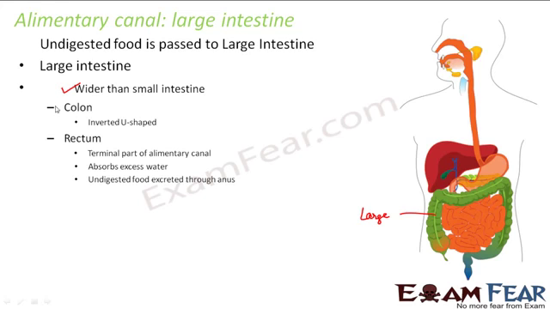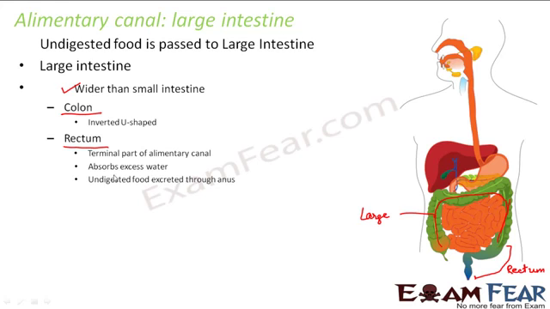It is again divided into two parts, that is colon and rectum. What is colon? Colon is the inverted U-shaped part of the large intestine. You can see this is an inverted U-shaped part, right? So this inverted U-shaped part is colon. And what is rectum? It is the terminal part of the alimentary canal. Terminal part means this part. So this portion is rectum. Right? So it is the end part of the alimentary canal.